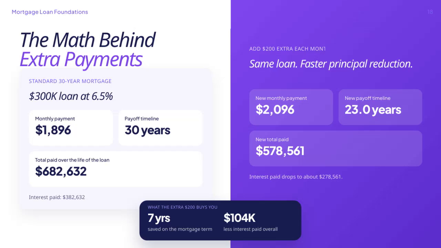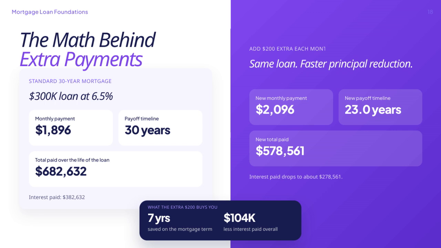Here we have a standard 30-year mortgage example with a $300,000 loan and an interest rate of 6.5%. The monthly payment for this loan is $1,896, and over the full 30 years, you'll end up paying a total of $682,632, which includes $382,632 in interest alone.